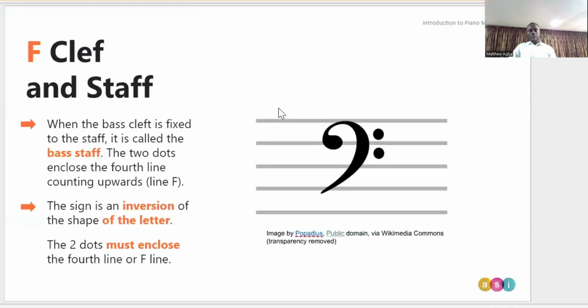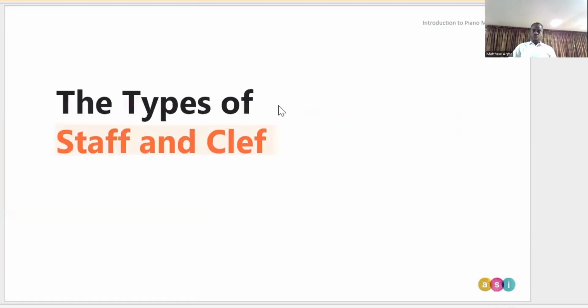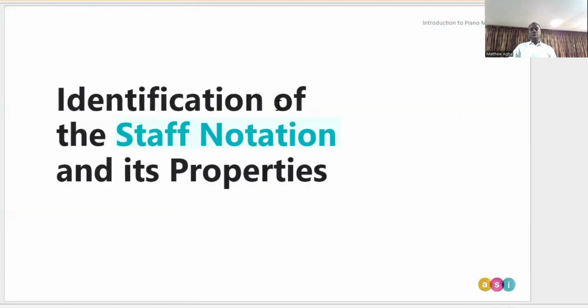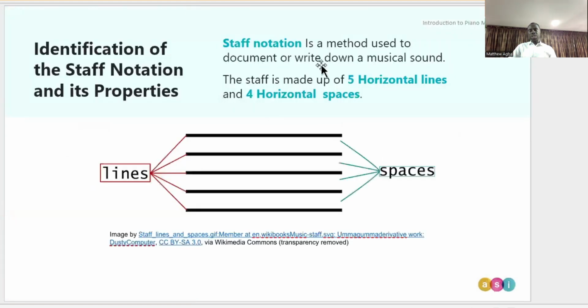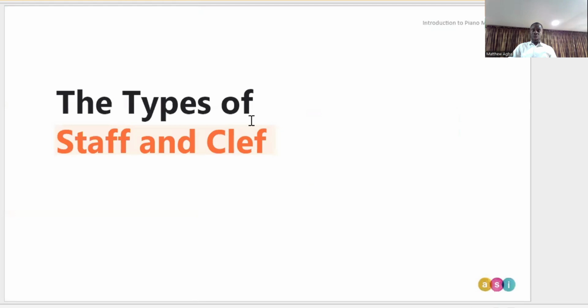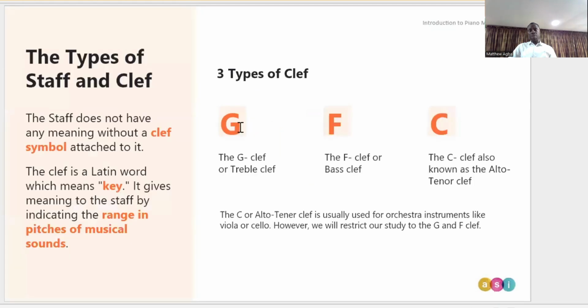I will do a recap of what we have taught today in today's class. We started by looking at the staff notation as one of the ways in which we document music. So the staff notation makes use of the staff as its aid. The staff simply refers to five horizontal lines and four spaces. We looked at the types of clef: the G clef, F clef, and the C clef. Mind you, the staff has no meaning without the clef.